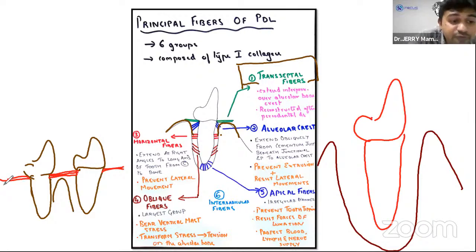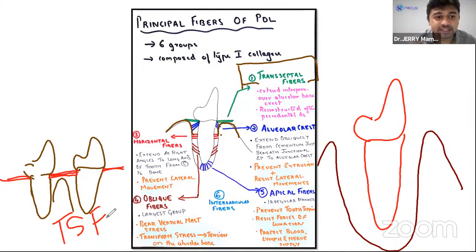That is, it runs from the cementum of one tooth to the cementum of the other tooth without having any attachment into the bone. That is why it's still question marked. Is it a periodontal ligament fiber? Because it does not have any attachment to the bone. So that is the course or direction of your transeptal fiber.